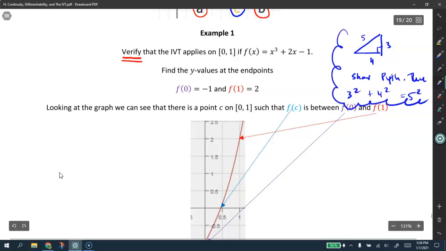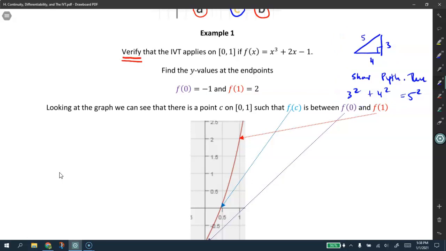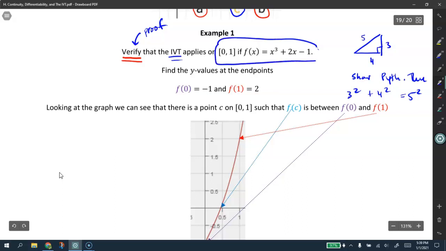When you use the IVT, it's basically a proof that you're giving, right? So you're just proving something. And I think that's what makes this confusing, because a lot of students will look at the question and they'll be like, but what is it really asking me though, right? So it says, show that the IVT actually applies on this function over here on the interval 0 to 1. Now, how do you go about doing this?